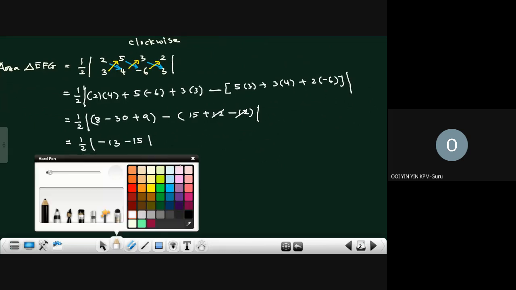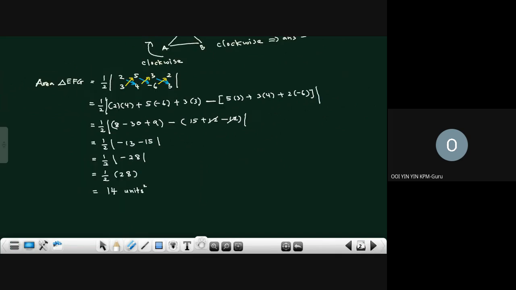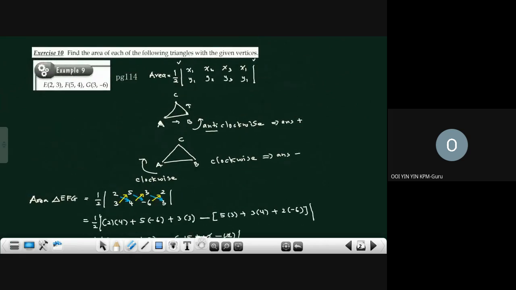And then your final answer is 1 over 2 multiplied by 28, which gives you 14. Because there are no units here, no centimeters, if you really want to put units, we can put units square. But actually there's no need, never mind. Just give your answer 14. So this is how you apply the formula to find the area of polygon shapes.